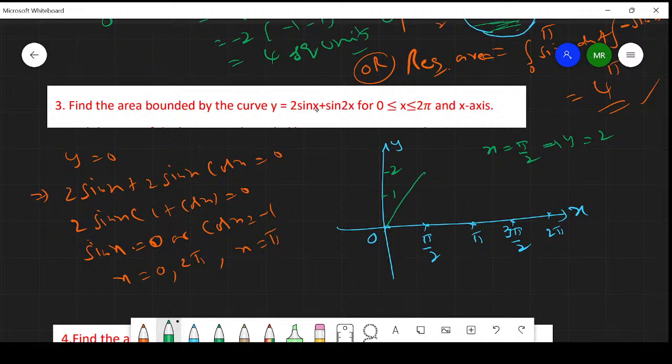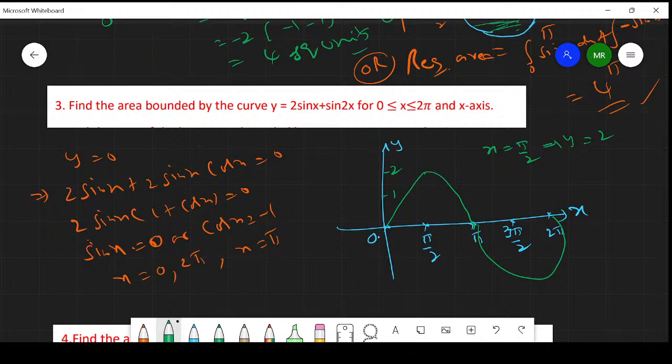At pi, sine 180 is 0. Sine 2 pi, that is also 0. Sine 180, everything will be 0. It will come like this, pi, the graph will come 3 pi by 2. At 2 pi also it intersects. The graph will come like this. This is the graph it comes.